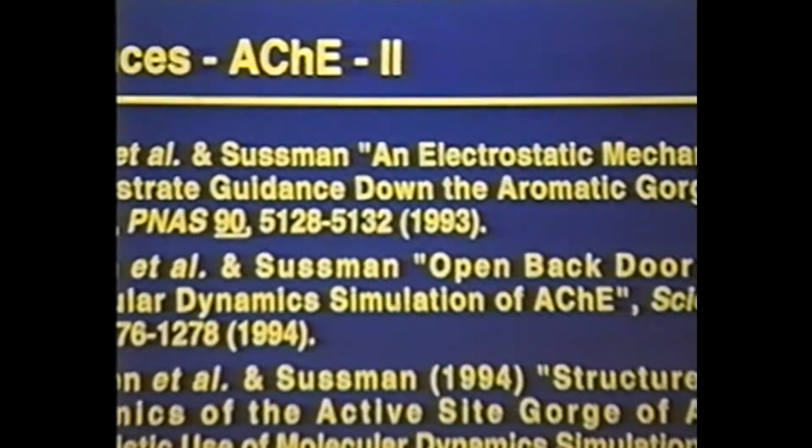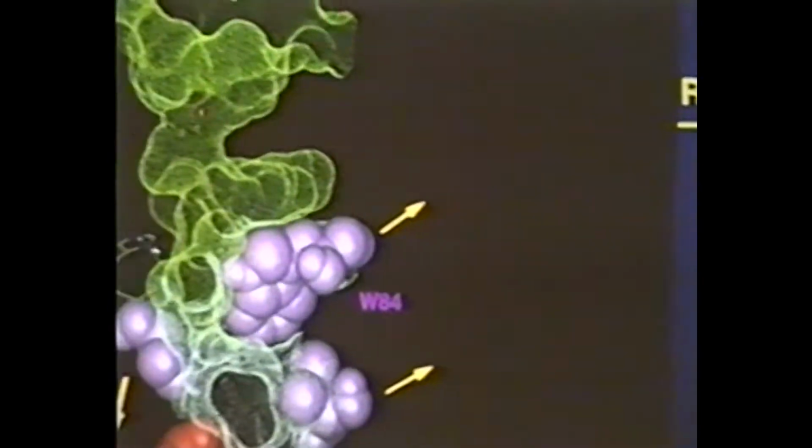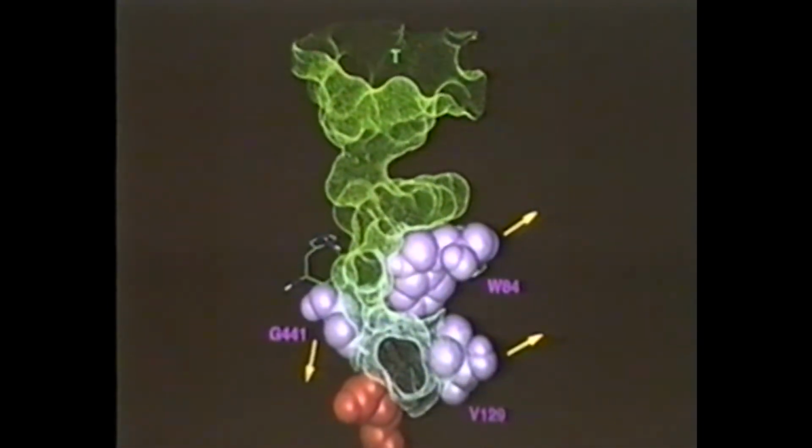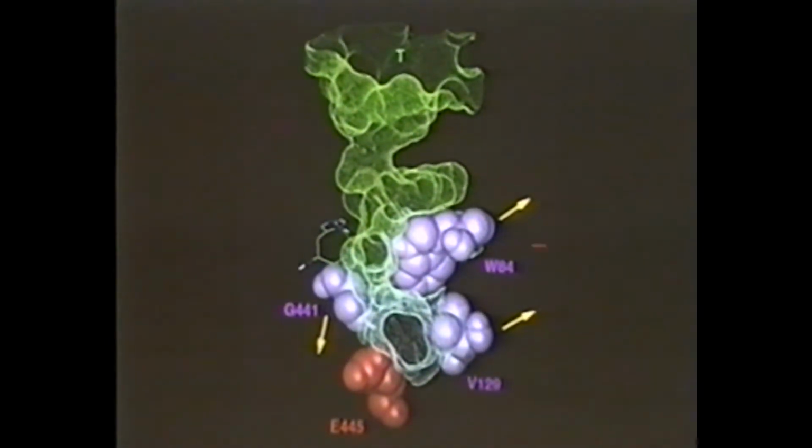Next slide. Just to show you what it would look like, if this is the top of the gorge again, where T is the top, substrate would come in. It's actually a very arduous route. If one tries to build a model of acetylcholine going in, right over here, it really can't squeeze in. It has to breathe. But down here in the simulation, 3 residues went in different directions, and this would be the opening for sort of this back door.